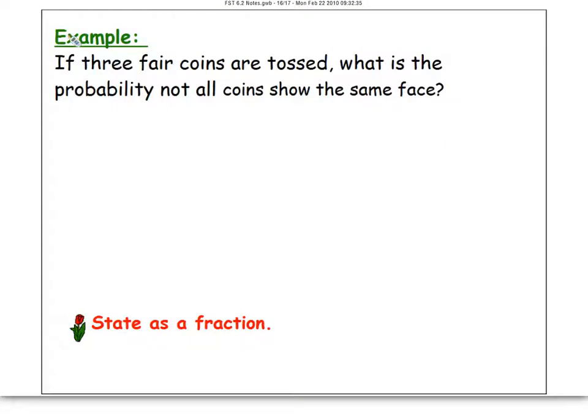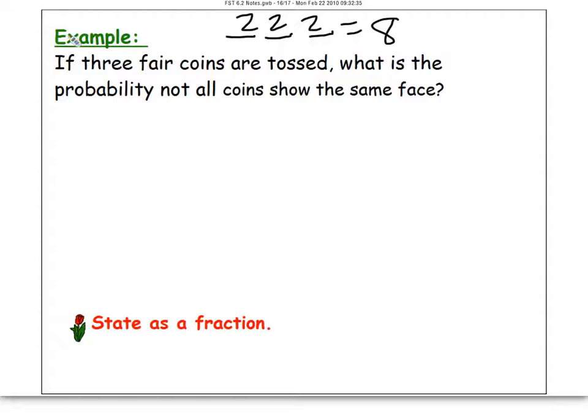So let's look at another one. The question is, if 3 fair coins are tossed, what's the probability not all the coins show the same face? So maybe you want to figure out what the sample space looks like. We have 3 coins, 2 outcomes on each. That means there are 8 outcomes in this sample space.